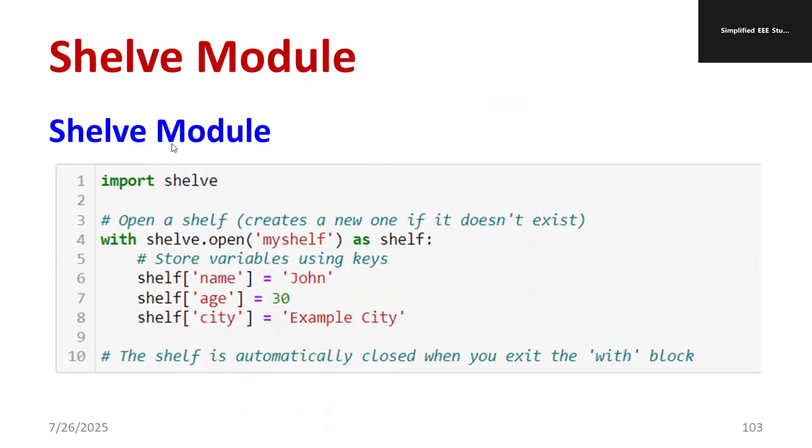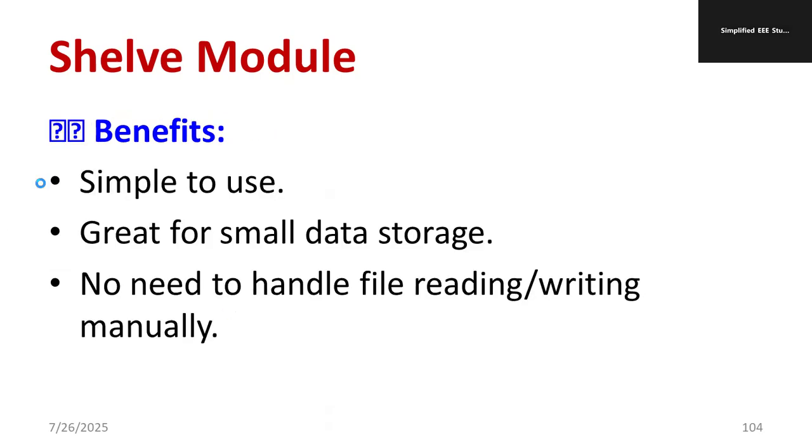In the shelf module, there is another example. Here we are going to open the shelf module using this code. Later we are going to map, then try to find the object. The main benefits of the shelf module are that it is simple to use and great for small data storage. It is not for critical information. There is no need to handle file reading and writing manually.